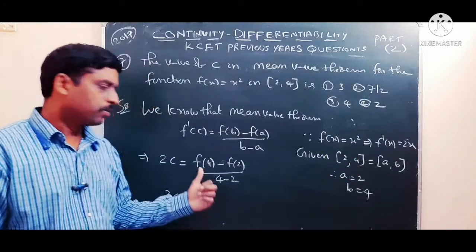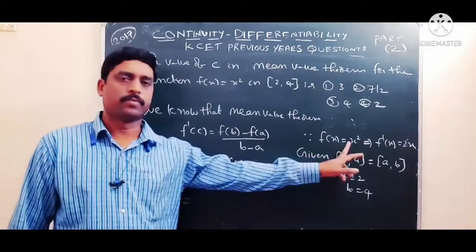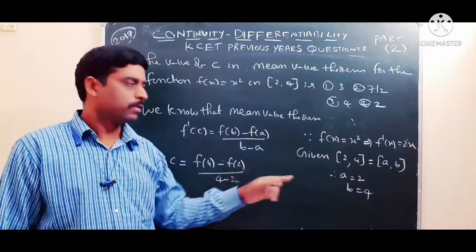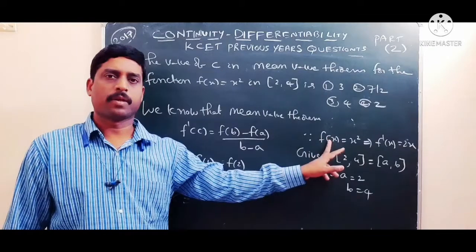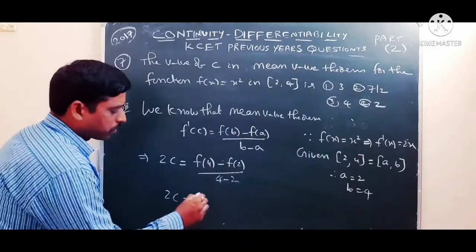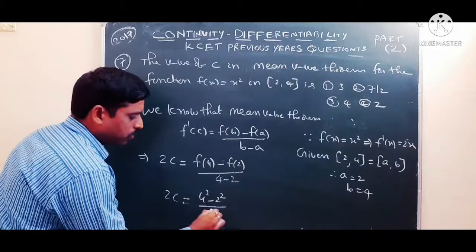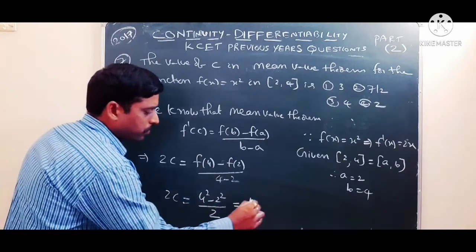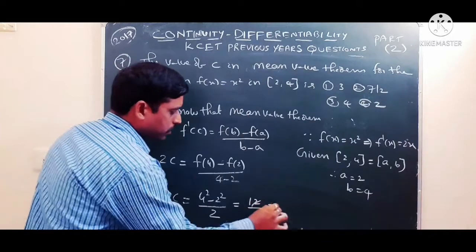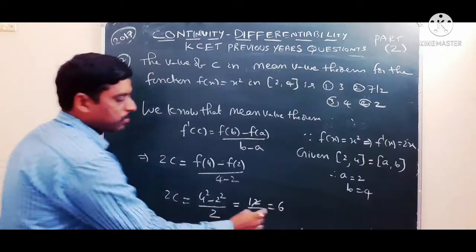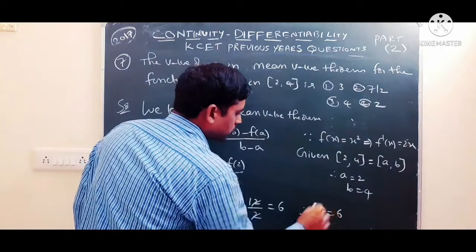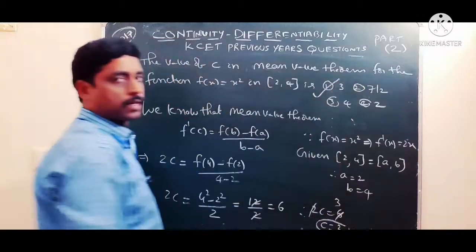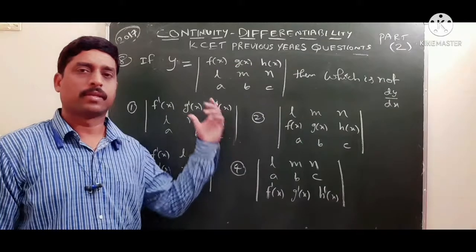We have to find f of 4. Put 4 in place of x: f of 4 is equal to 4 square. Next, f of 2: f of 2 is equal to 2 square. So 4 square minus 2 square by 4 minus 2, which is 2. This is 16 minus 4, which is 12. 12 by 2 is 6. So 2c is equal to 6, so c is equal to 3. Option 1 is correct. Look at the next question.